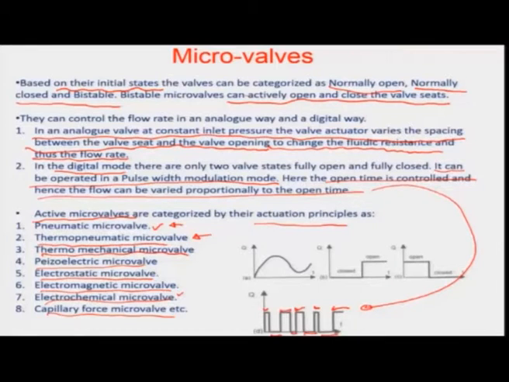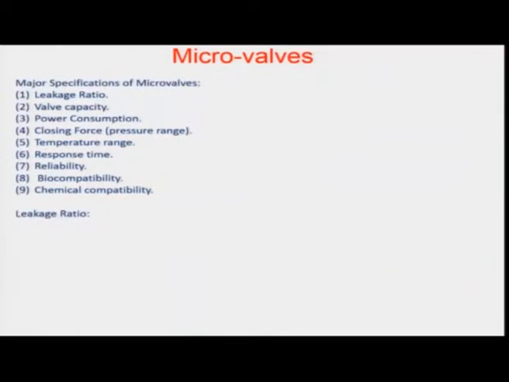But before going into the engineering design aspect, obviously an actuator is the cause for all this to happen. So therefore the overall valve performance has to be routed in terms of how the actuator is going to work, for closing up or opening up the valves at different conditions of time and flow rates. So major specifications in case of valves which we arrive at are the leakage ratio, the valve capacity, power consumption, closing force, temperature range, response time, reliability, biocompatibility, and chemical compatibility.